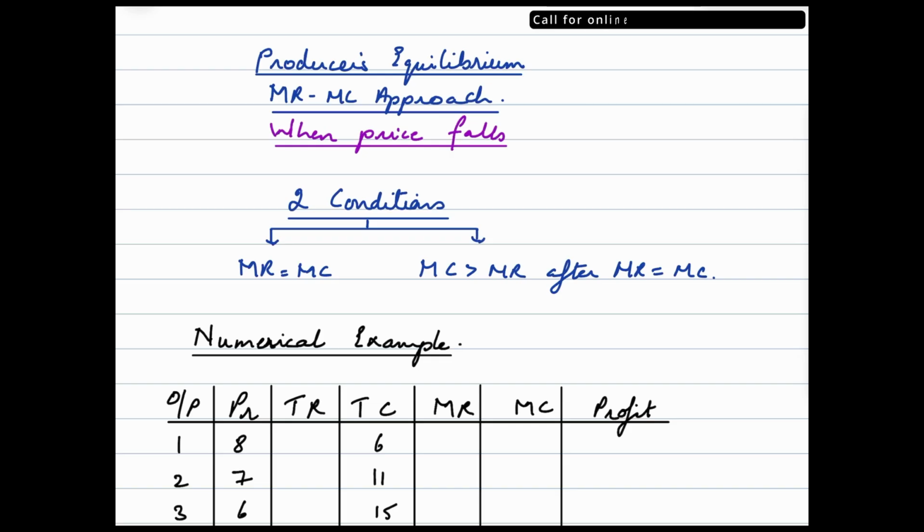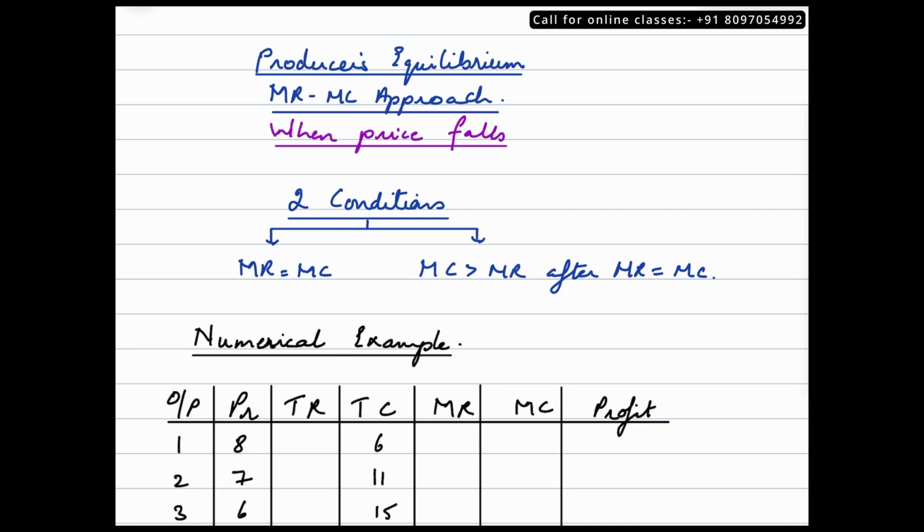Before we begin, let's take a look at what are the two conditions under MRMC approach. MR refers to the marginal revenue that a producer would earn after one additional unit of the output produced is sold. Likewise, MC is the marginal cost, that is the cost of producing one additional unit of output. So the two conditions under MRMC approach are MR is equal to MC, and once the equality has been hit, then MC becomes greater than MR.